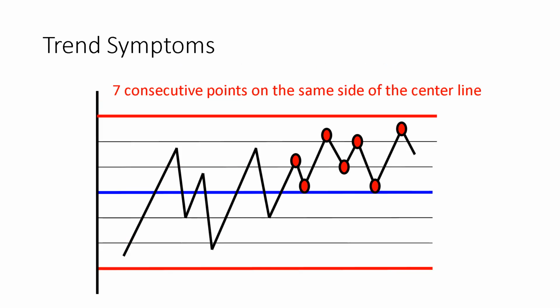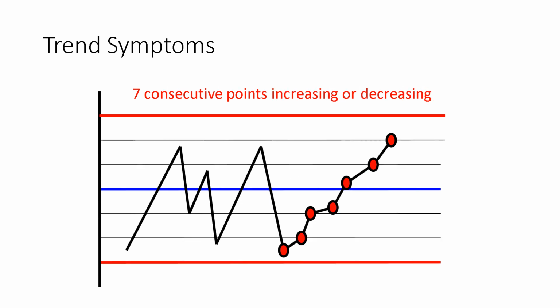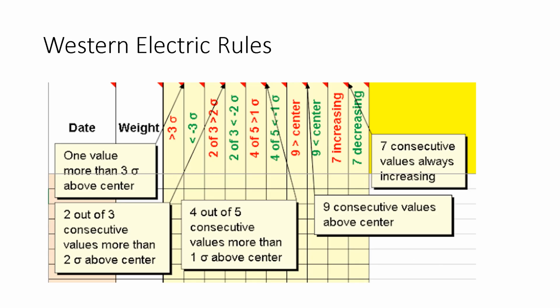7 consecutive points on the same side of the center line is an indication of out of control. 7 consecutive points increasing or decreasing is an indication of out of control. These are commonly used rules to detect statistically significant trends.